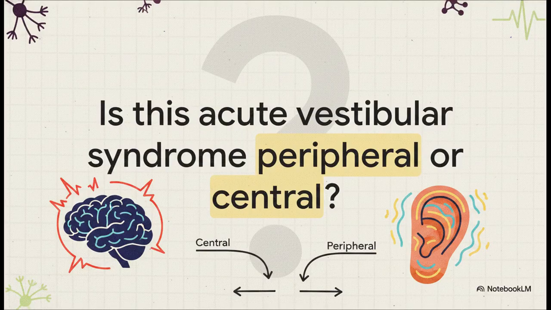So let's start with the most critical question. And it's not, does this patient have a stroke? The real question, the one that should frame your entire approach, is this: is this acute vestibular syndrome peripheral or central? If you can answer that one question correctly at the bedside, you've pretty much solved the whole puzzle.